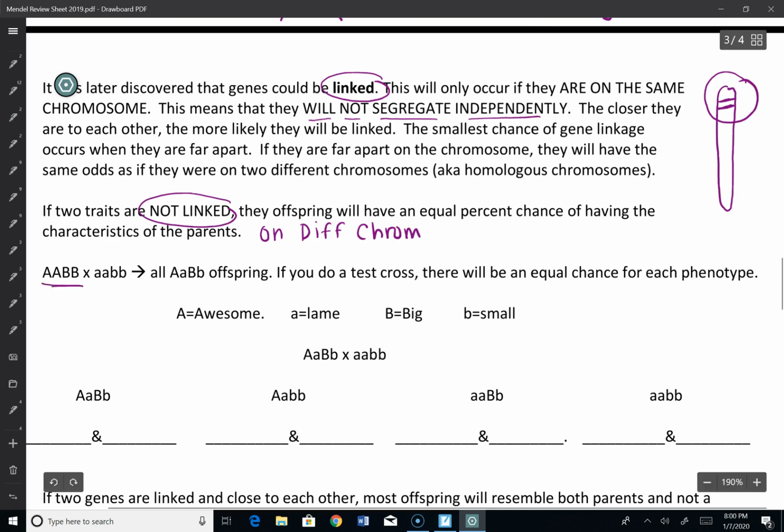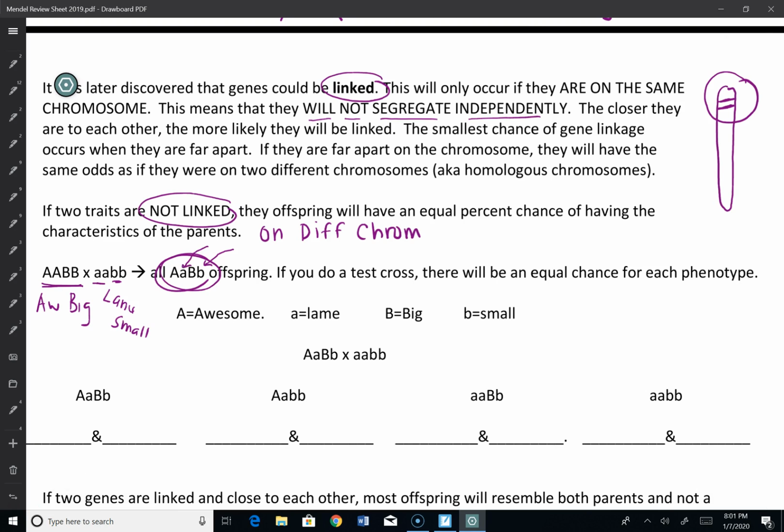I see one parent is capital A, capital A, capital B, capital B. That means this person is extremely awesome, right? And this person is very big. And life is good for them. Well, what if I cross them with a lame-o, small person? Well, awesome and big are dominant. So what's going to happen to the kids if you do that cross? Well, hey, they're all going to be awesome and they're all going to be big. But will you have the chance to give smallness or to give lameness? Is it possible? The answer is yes.